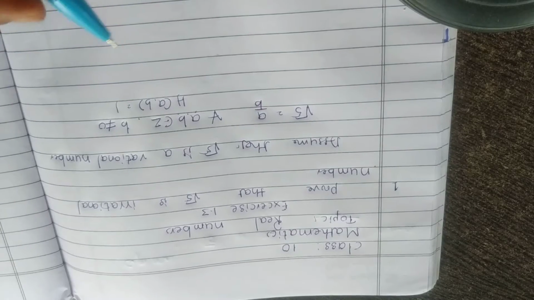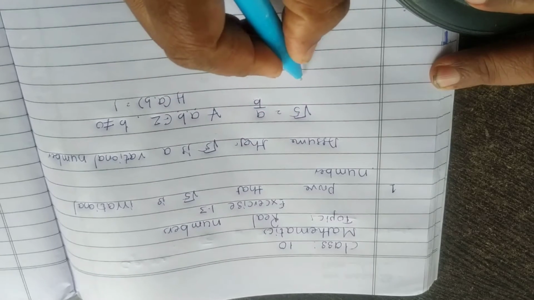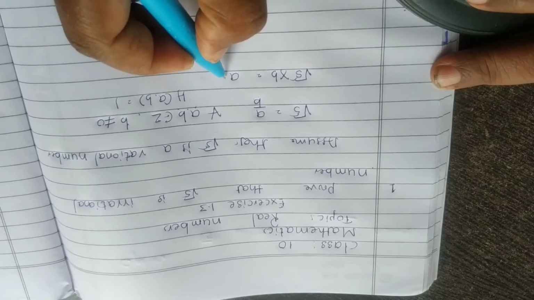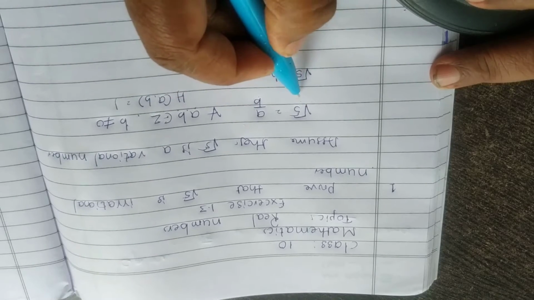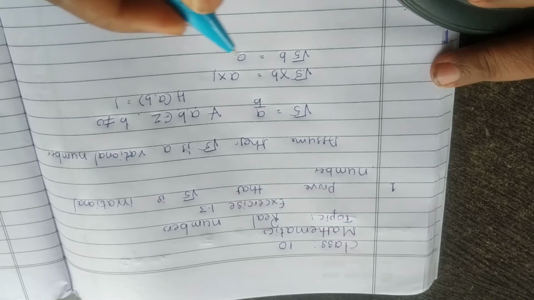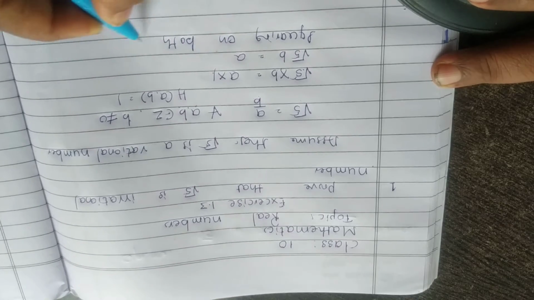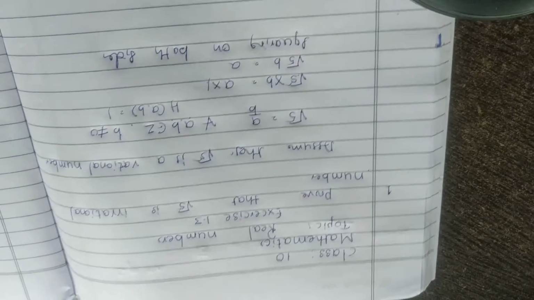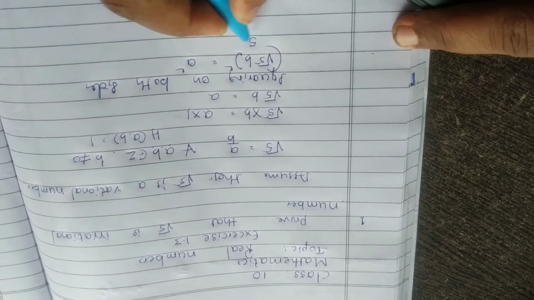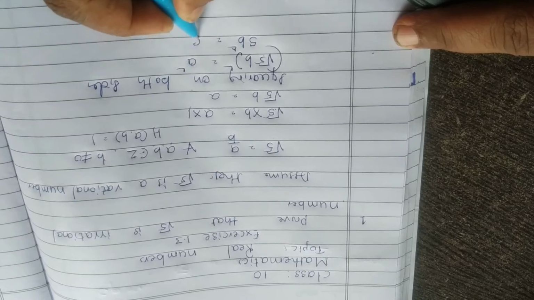So let us start the proof. I already consider root 5 as a rational number. Then by cross multiplication, root 5 into B, then A into 1, since the denominator is 1. So the product is root 5B, and A into 1 is A. Squaring on both sides, we get root 5B whole square equal to A square. Root 5 square means 5, so 5 B square equals A square.